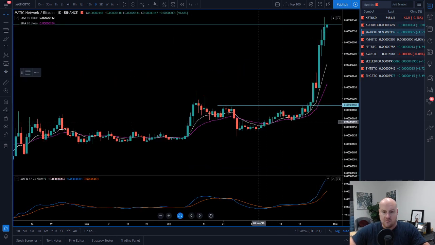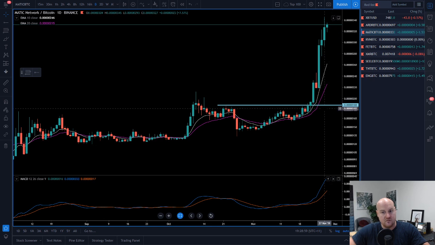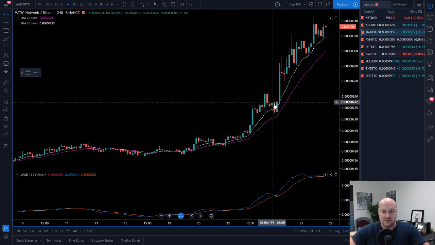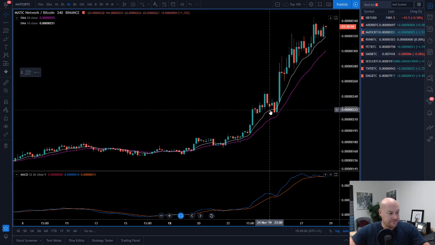Here's another one. Broke out through this level, and what a move it's had. Again, it's still on the list because I'm waiting for things like this. Pullbacks, okay? It's not missing a trade if it didn't set up. If it just did not set up at all, then you're not missing anything.